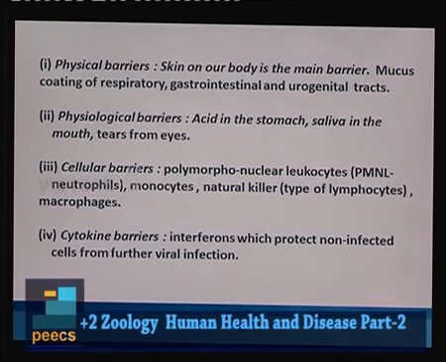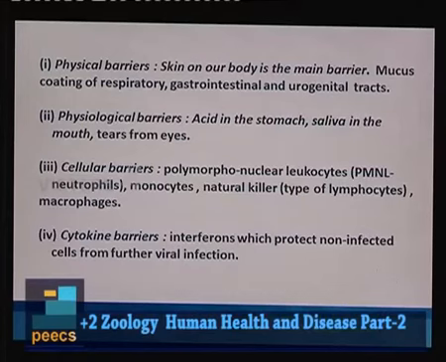In our body secretions, as you know, there is lysozyme. Lysozyme is present not only in saliva but also in sweat and tears. This lysozyme will be antibacterial. It will prevent any attack of bacterial cell. It is able to degrade the bacterial cell wall and thereby acting as a physiological barrier for our body.